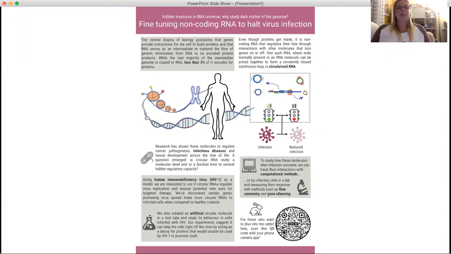Hi, and welcome to the presentation of my infographic titled Fine-Tuning Non-Coding RNA to Halt Virus Infection.